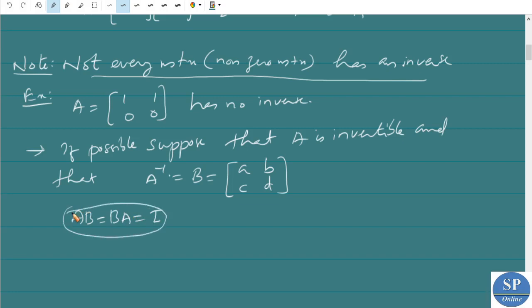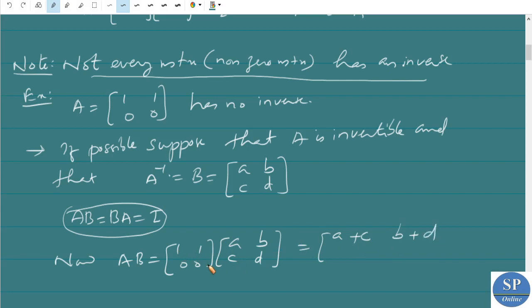So we are checking this. Now AB is equal to, we have A as 1 1 0 0 and B as a b c d. By multiplication of the matrices, we have 1 into a plus 1 into c, that is a plus c, and 1 into b plus 1 into d, that is b plus d, and 0 into a plus 0 into c, that is 0, 0 into b plus 0 into d, that is also 0. Clearly, this is not equal to the identity matrix 1 0 0 1, because the bottom row is zero. So matrix A has no inverse. That means A is not invertible.